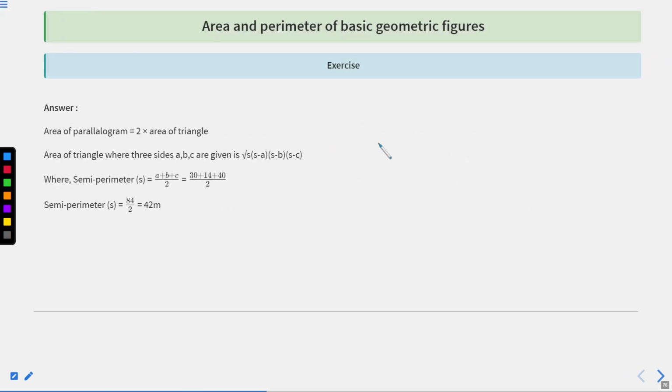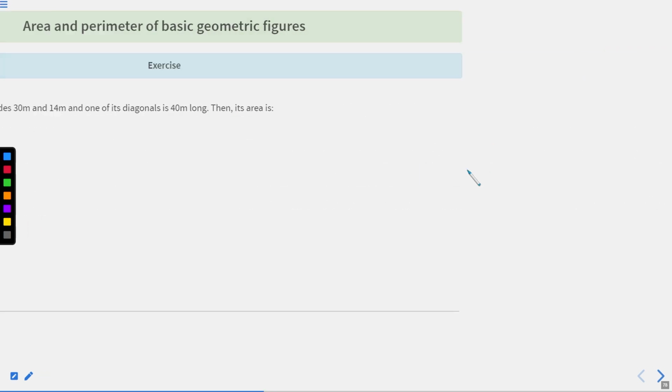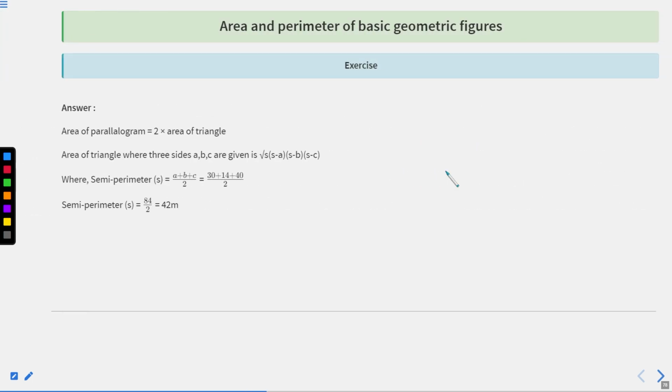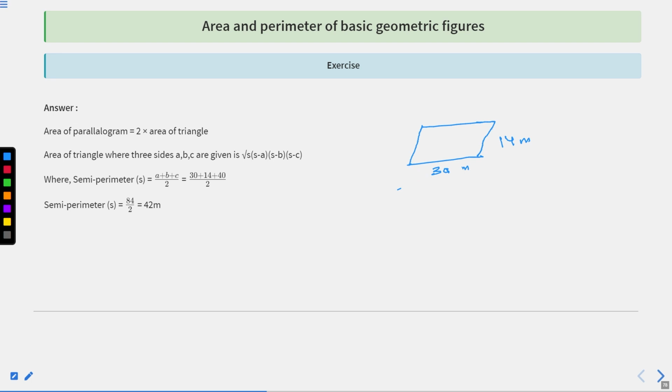So what all information is given to us? There is a parallelogram. Suppose this is your parallelogram. This side should be 30 meter, and another thing known to us is this side is 14 meters. We have to find the area. One more thing given to us is the length of this diagonal, that is 40 meter. Since in a parallelogram opposite sides are of the same length, this is also 14 and this is also 30.